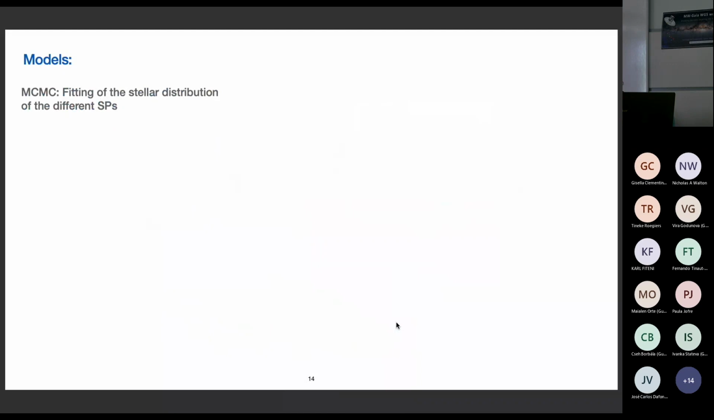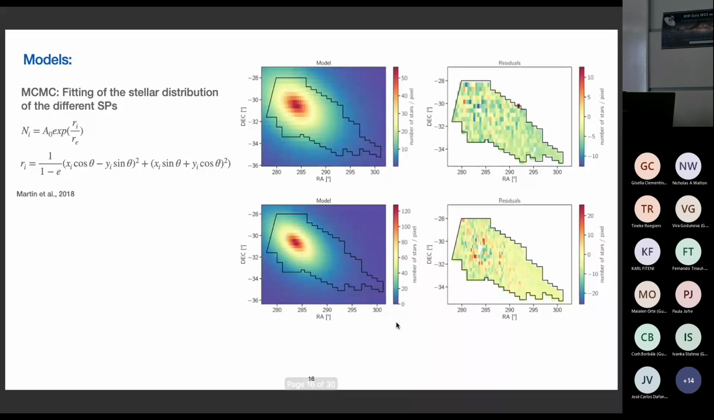To have a further insight, we fit some models to the stellar distribution of these two populations, assuming an exponential distribution and elliptical distances. And we then have here the models for our Sagittarius stars. You can see the metal-rich population at the bottom panel, and the metal-poor at the top panel. And on the right, you can see the residual between the models and the data.